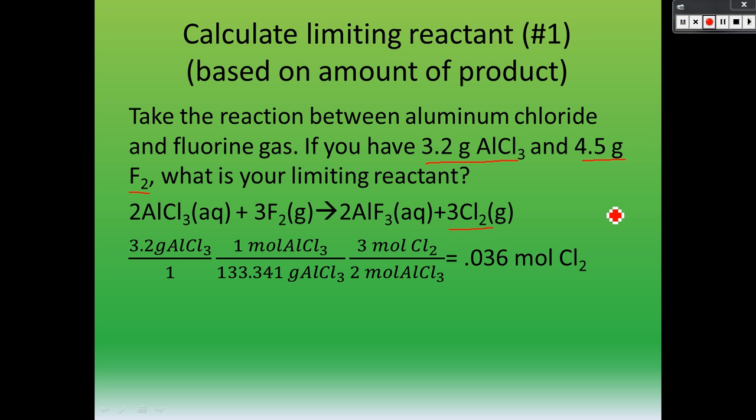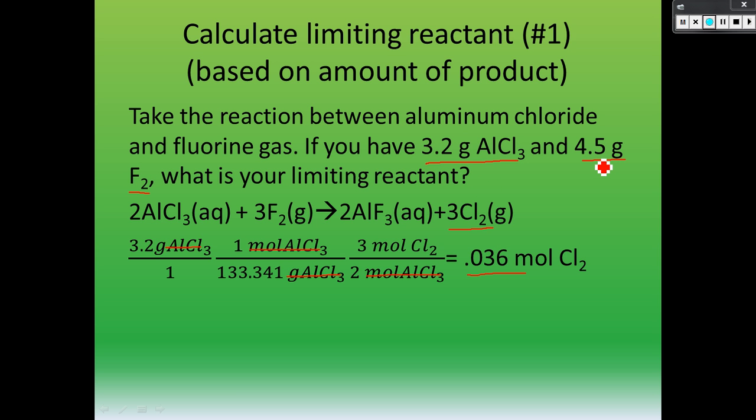So this is what you should have gotten for the aluminum chloride. If I have 3.2 grams of aluminum chloride, 1 mole of aluminum chloride is 133.341 grams. So that's going to give me moles of aluminum chloride. And then 3 moles of chlorine gas over 2 moles of aluminum chloride. So that's going to leave me with 0.036 moles of chlorine gas. That's how much chlorine gas I could make with that much aluminum chloride.